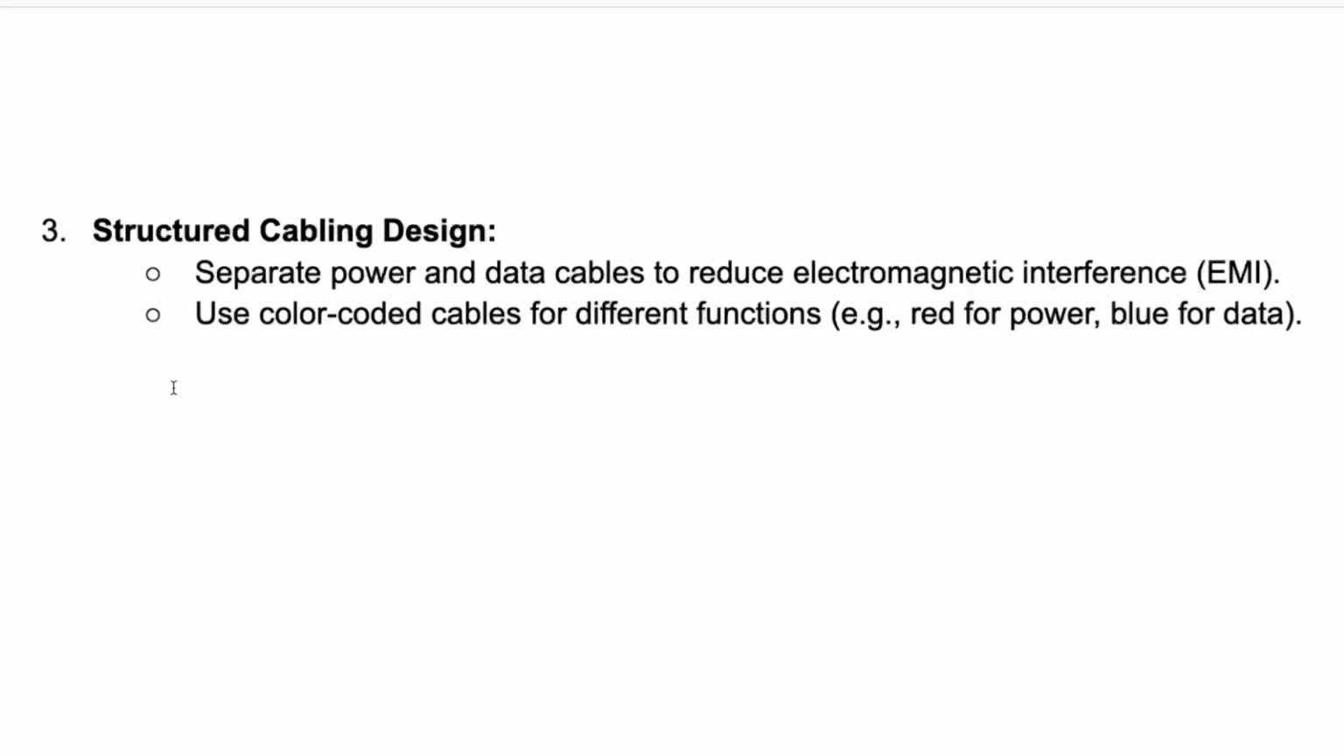Cabling design, as you've seen through so many images by now, needs to be structured. You need to separate power and data cables to reduce magnetic interference and to reduce heat. Use color-coded cables for different functions, so red for power, blue for data, or to separate segments or separate rooms, right? Just depending on how big your network is and what the purposes are. So structuring your cabling design and making sure that the planning phase is organized makes it easier to implement everything as you go through implementation.